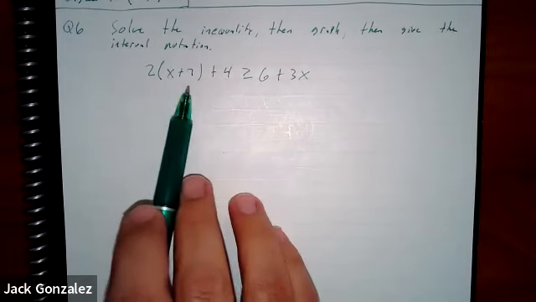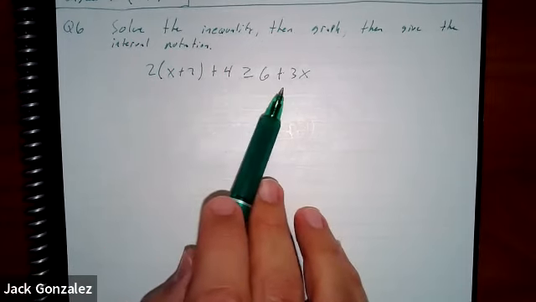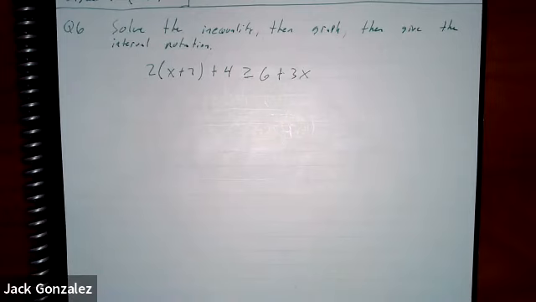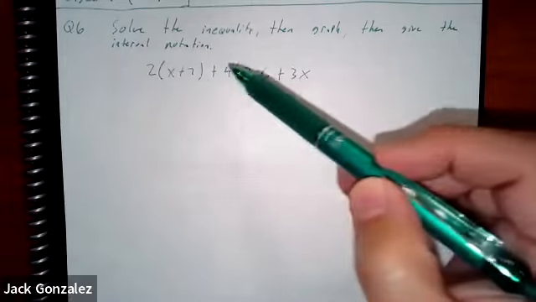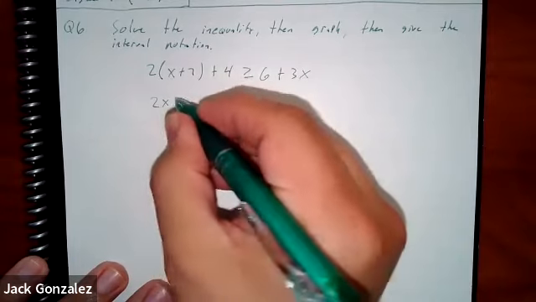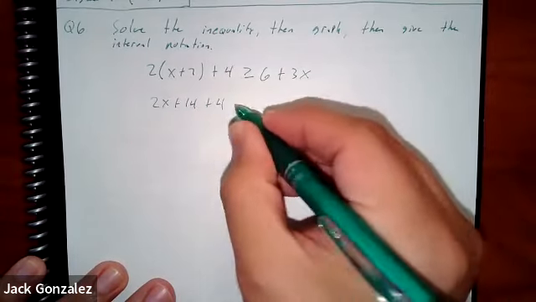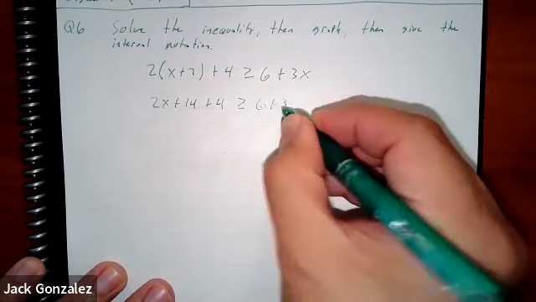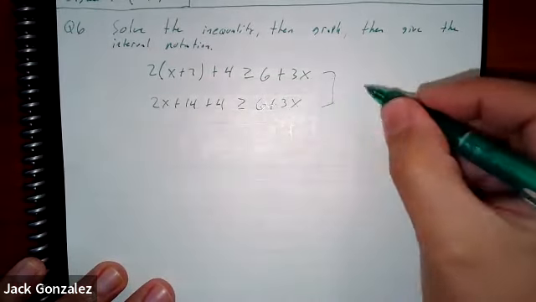So 2 times (x plus 7) plus 4 is greater than or equal to 6 plus 3x. I recommend getting the x to the left-hand side, because once it's on the left, you know exactly which way to graph your line. So let's start. Solve the inequality, then graph it, and give the interval notation. Distribute the 2, combine like terms, isolate x. First step, you get 2x plus 14. Right here, all we did was multiply.